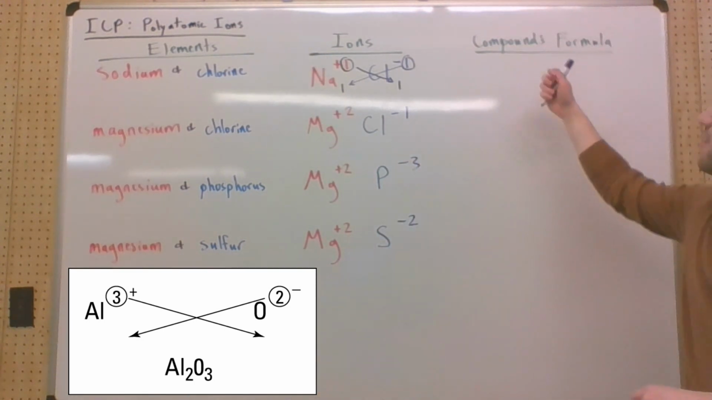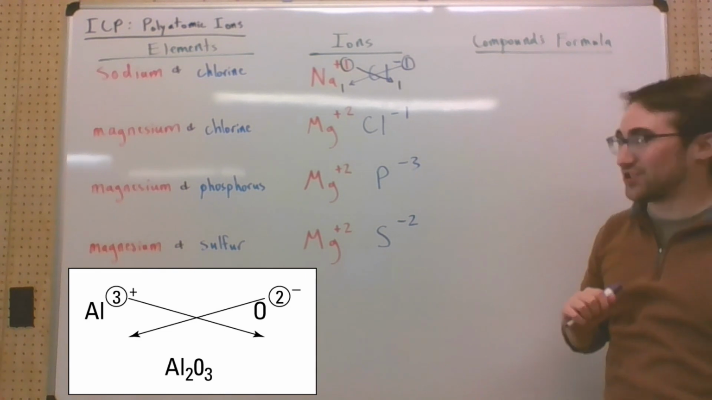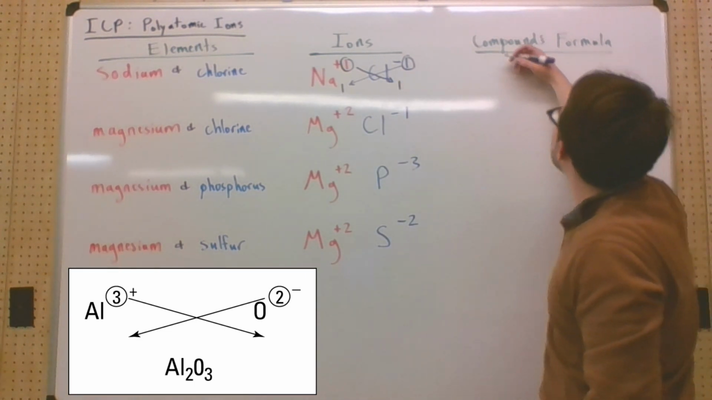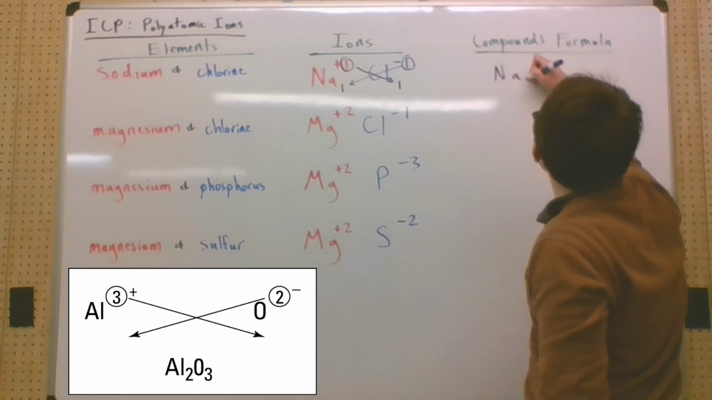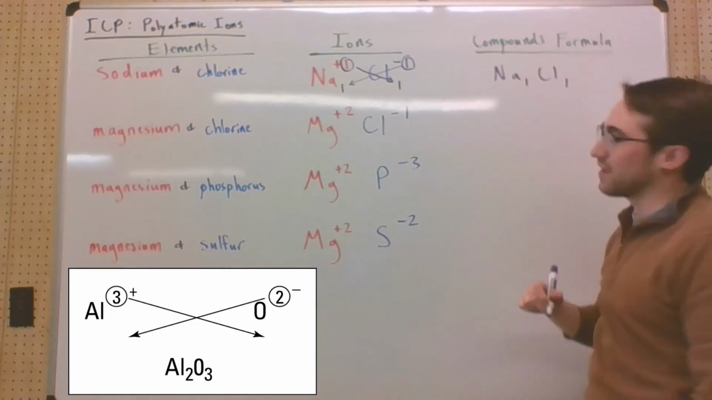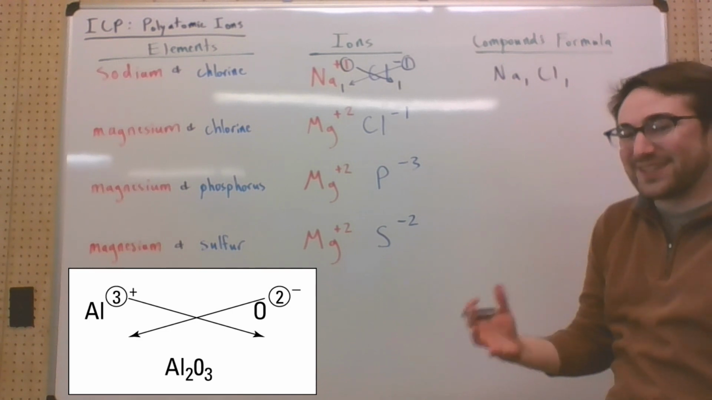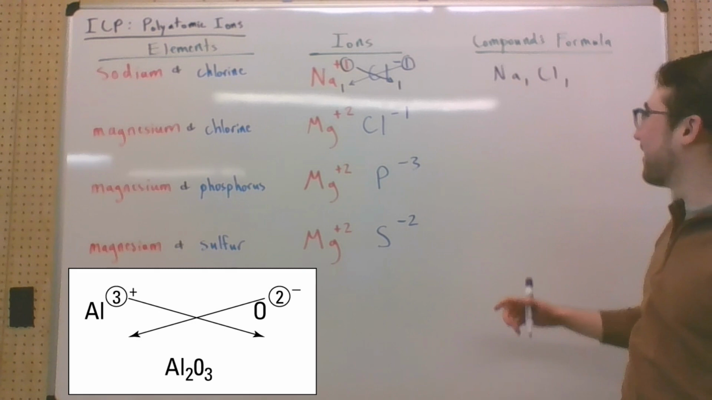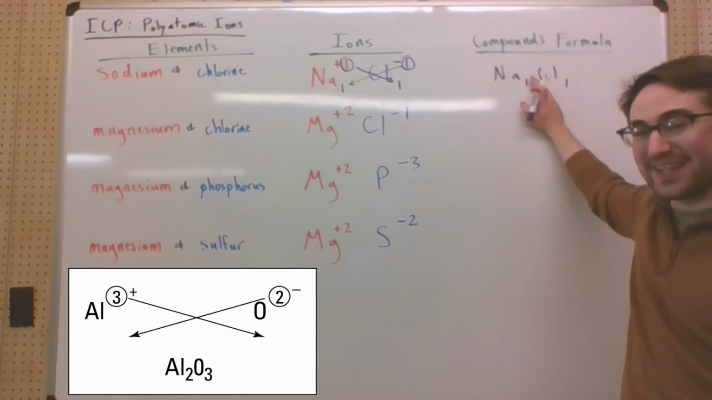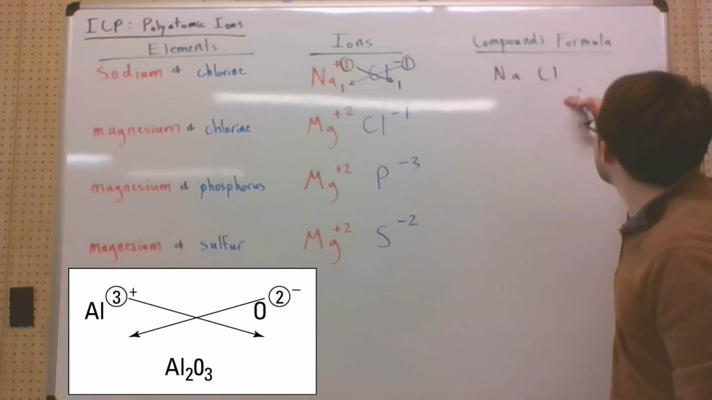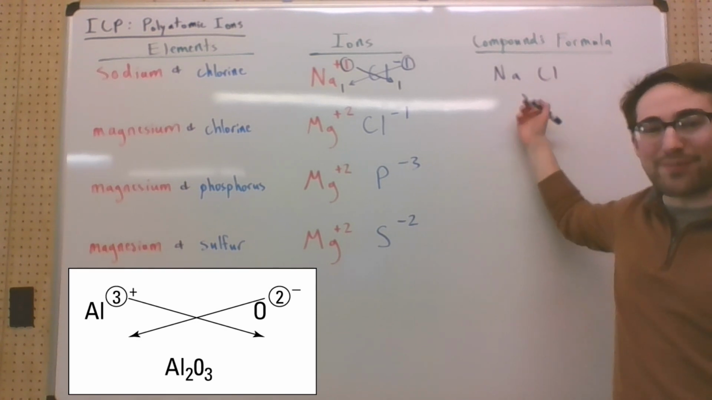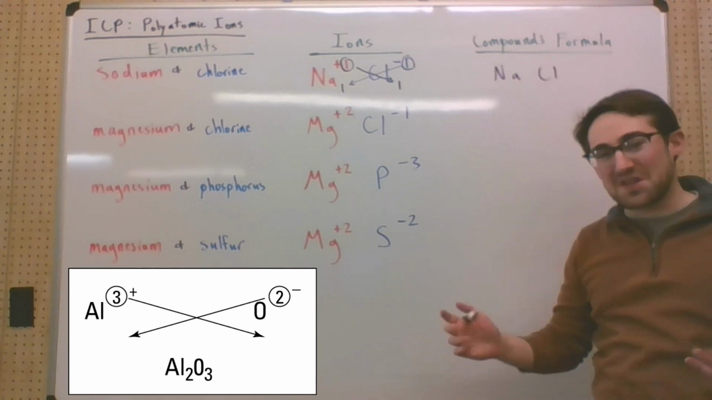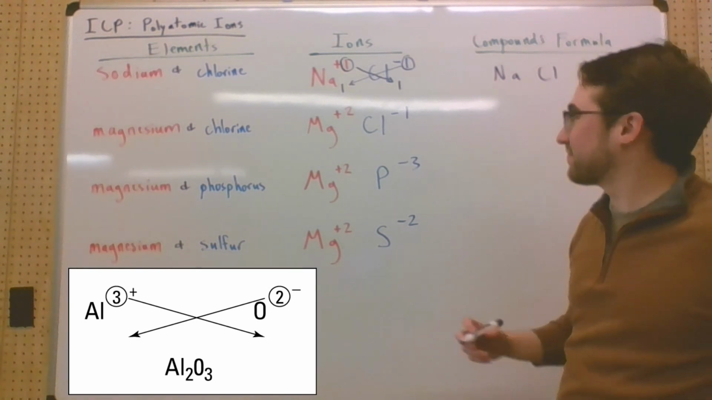So the formula of this compound is just going to be Na1Cl1. Okay? The 1 kind of is implied. I wouldn't write Na if it wasn't there at least once. So I can get rid of 1 subscripts and kind of leave them out. So this is the way we would probably find this ionic compound's formula, NaCl. Okay, let's try the next one.